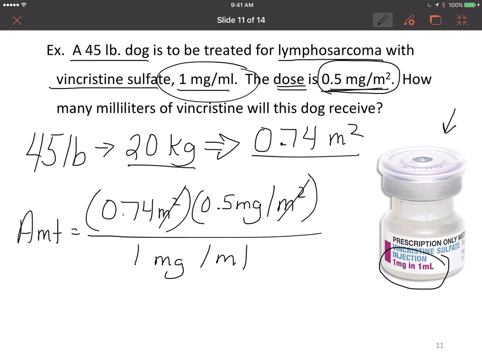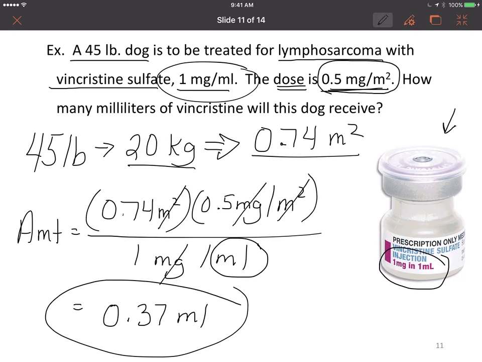We can cancel out body surface area. We can cancel out our milligrams. Our answer is going to be in mils, and I use my calculator to do this. And our answer is 0.37 mils of vincristine solution.